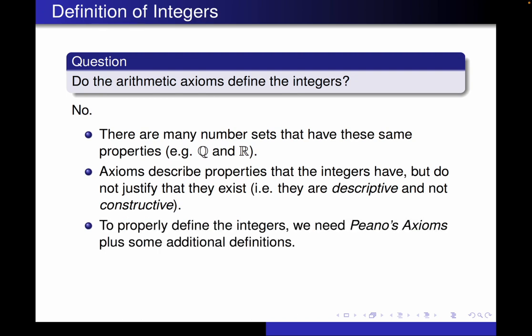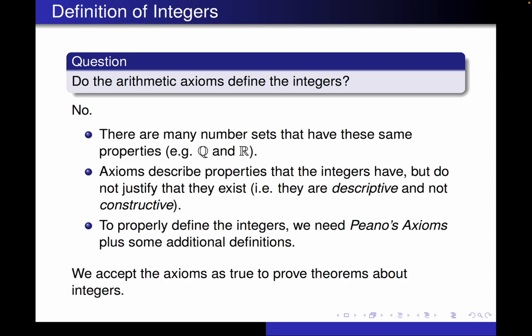If we really wanted to do that, which we're not going to do in this class, but we could, and if you have questions about that, I'm happy to discuss those with you. You need something called Peano's axioms, which would help us construct the natural numbers, and then you'd use natural numbers and some additional definitions to construct the integers. However, for our purposes, we're going to accept that the axioms are going to be true, and we're going to use them to prove theorems about integers.